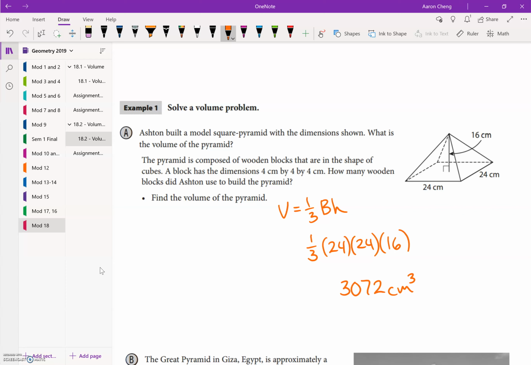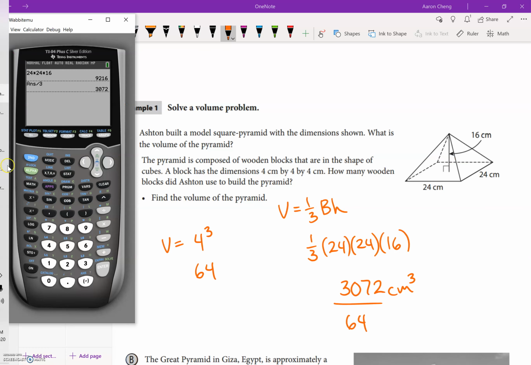Now it says the pyramid is composed of wood blocks that are in the shape of cubes. Each block has a dimension of 4 by 4 by 4. So the volume of 1 cube is 4 cubed, that's going to be 64. So what we can do is say how many wooden cubes it takes for him to build the pyramid. We'll take 3072 and divide it by 64. So let's take that number here, divide it by 64, and it takes him approximately 48 blocks.